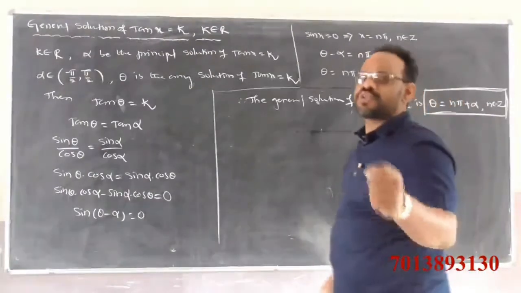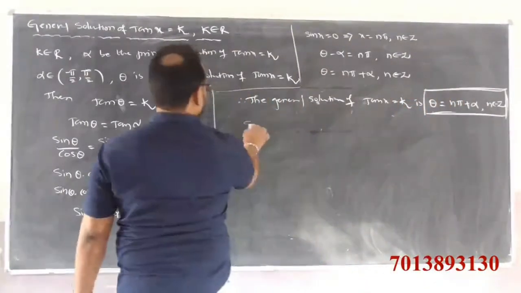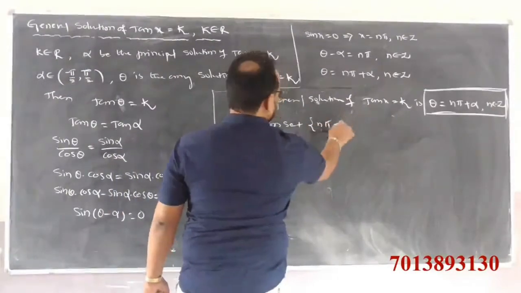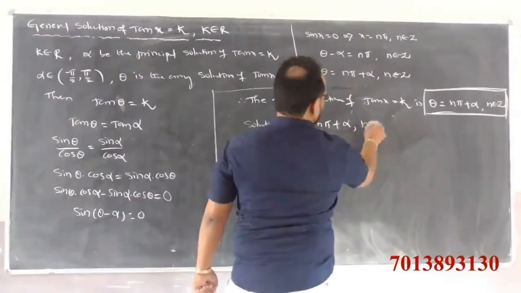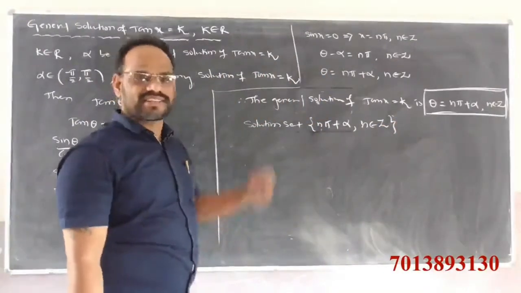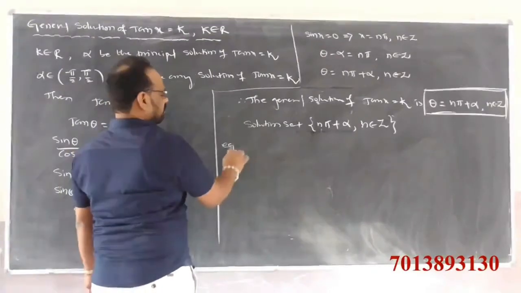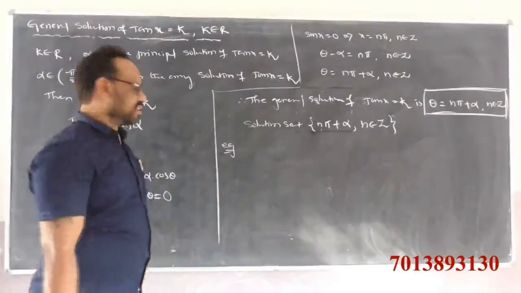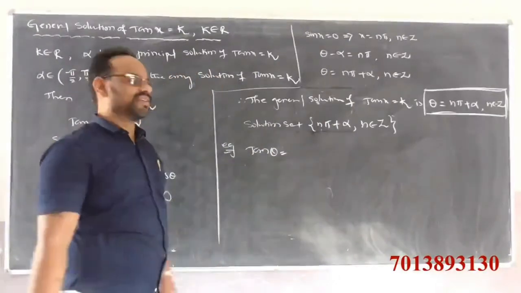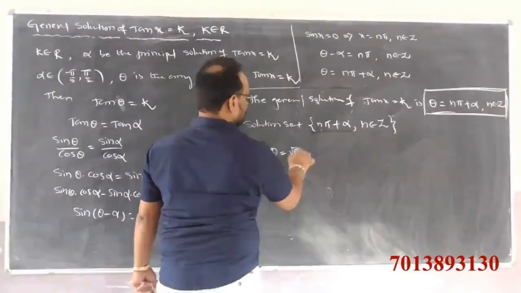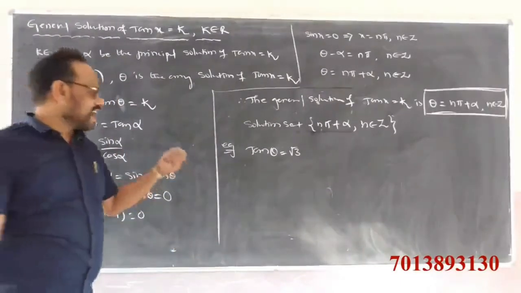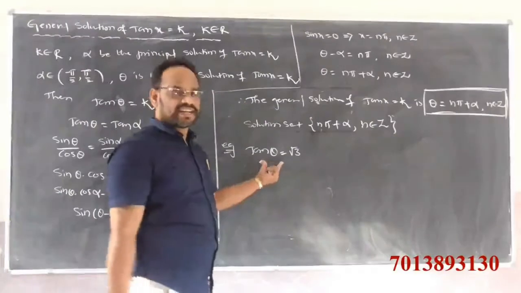If you want the solution set, clearly the solution set is equal to the set of n pi plus alpha such that n belongs to Z, is the solution set of the given trigonometric equation. Let us consider one example. Take any example, that is, if tan theta is equal to square root of 3, find the general solution.